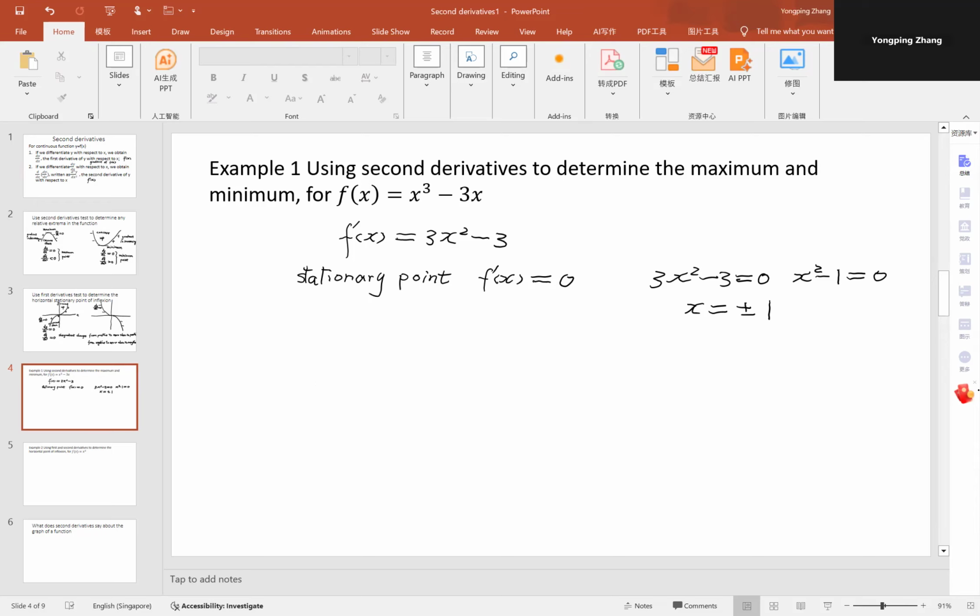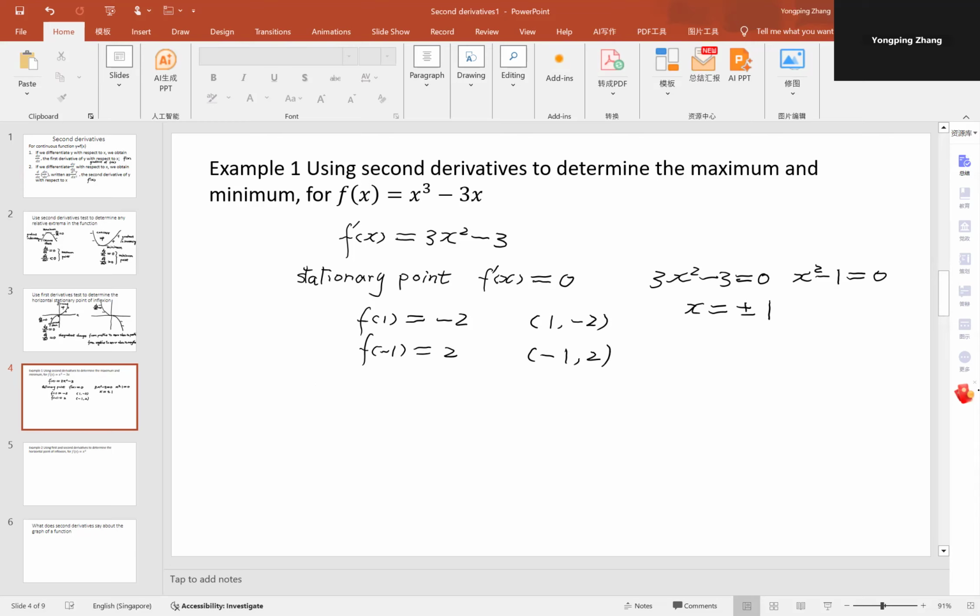So we get, for x equals 1, f equals minus 2. So this point is (1, minus 2). f of minus 1 equals 2. So this point is (minus 1, 2).